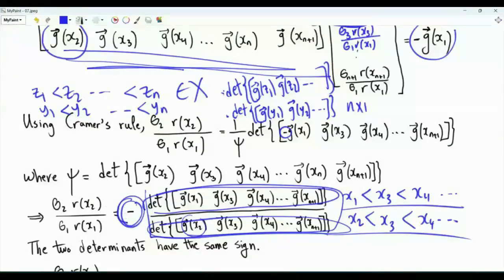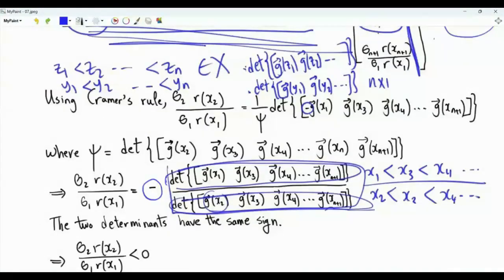But then there is a minus sign here. Therefore, theta 2 r of x2 over theta 1 r of x1 is negative. Theta 2 is strictly positive, theta 1 is strictly positive. This means that r of x2 and r of x1 have different signs. r of x2 is equal to minus r of x1. If r of x1 is equal to gamma, r of x2 is equal to minus gamma. If r of x1 is equal to minus gamma, r of x2 is equal to gamma.